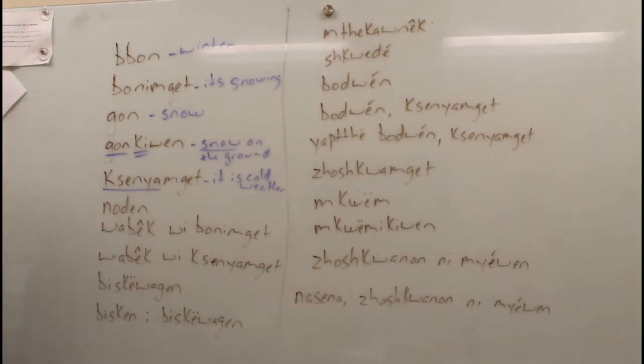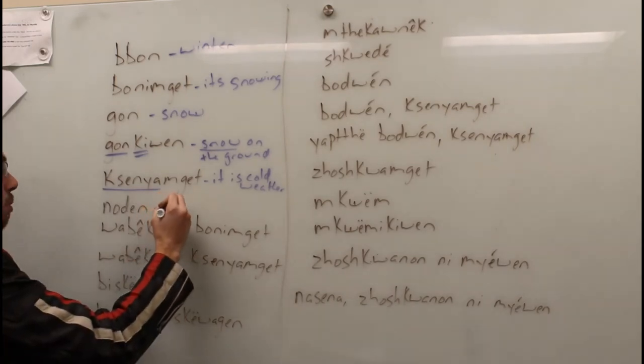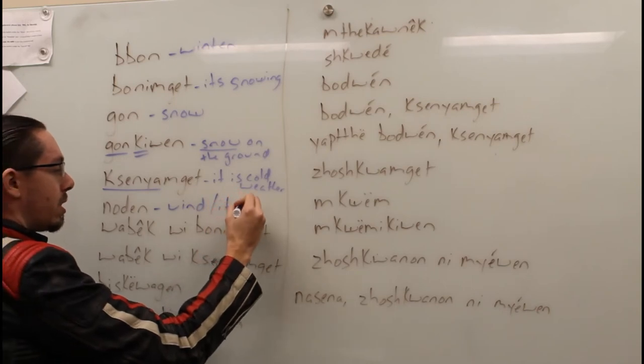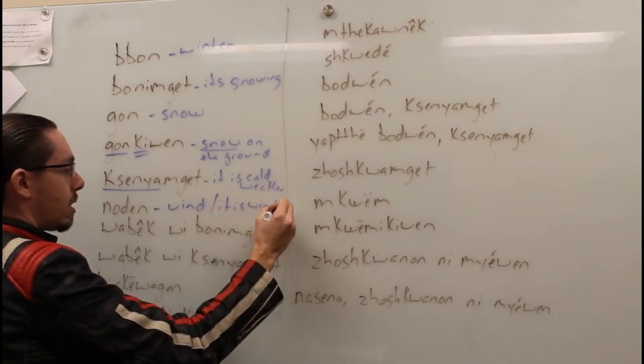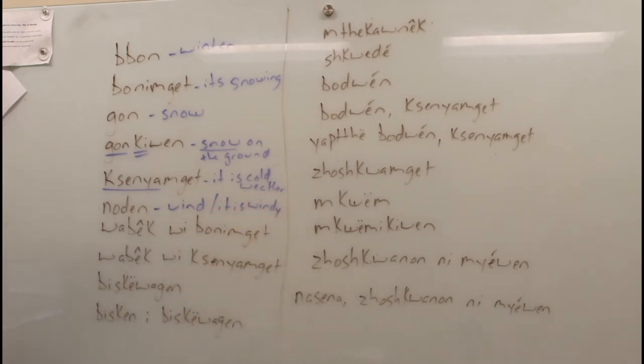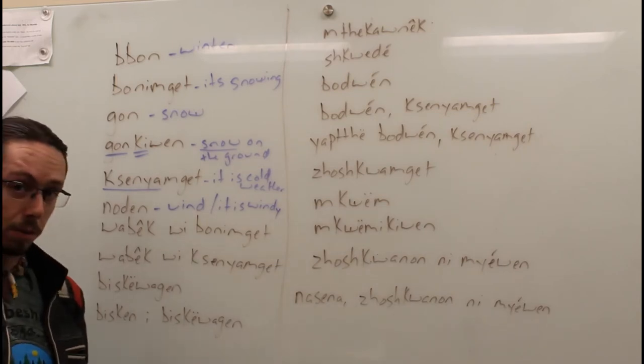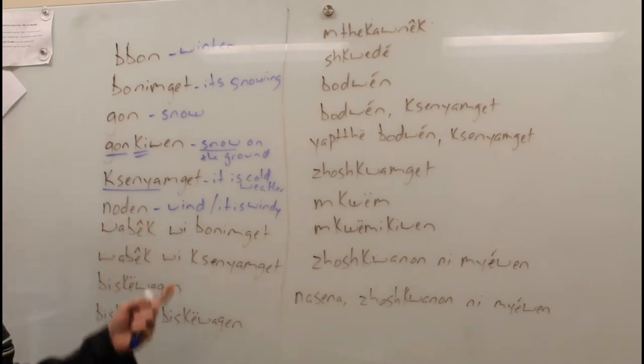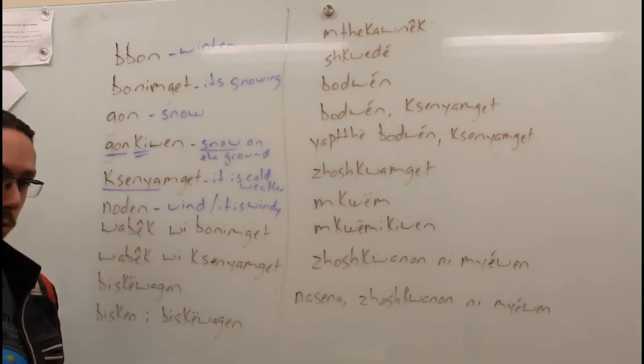Next one we have here is noden. Noden is our word for wind. It also means it is windy. Noden comes from a word. Nodan is to hear something. Gi nodan, I heard it. Noden is the thing that is heard. You can't see the wind, but you can hear it.